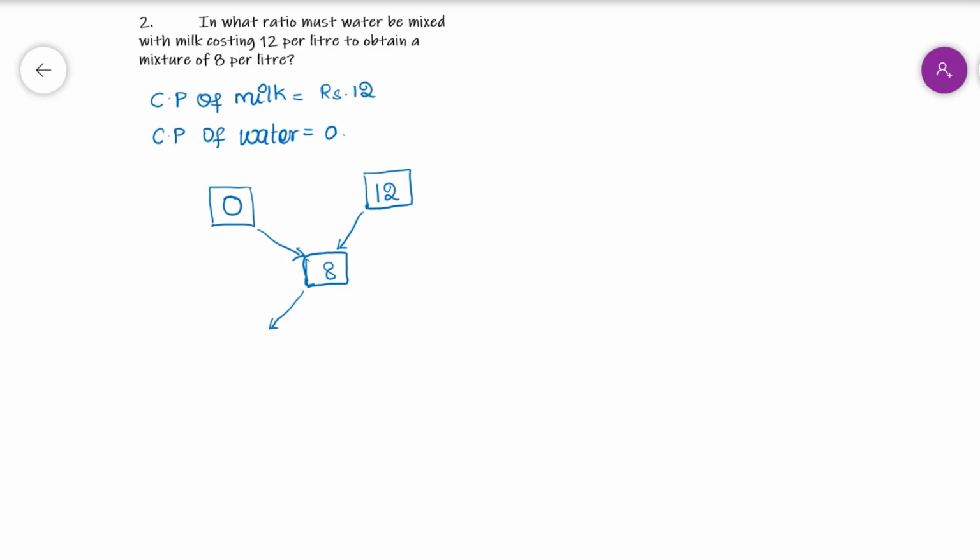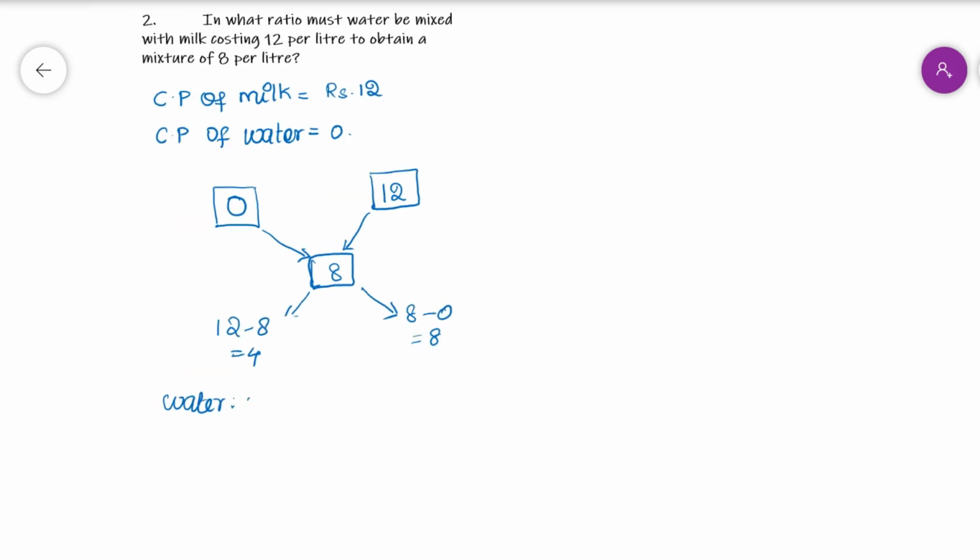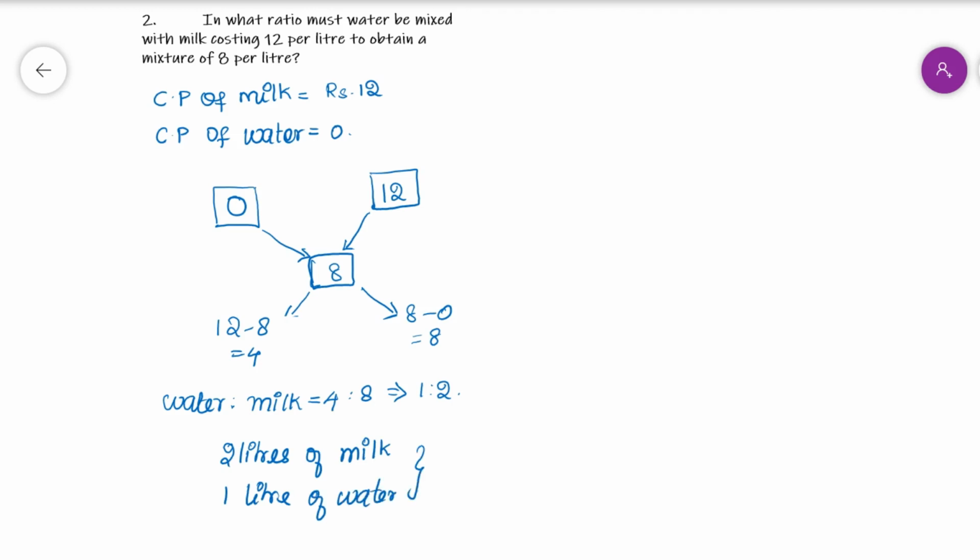So it comes in the center. 12 minus 8 is nothing but 4. And 8 minus 0 is 8. So water is to milk is 4:8. That is 1:2. For 2 liters of milk, he is mixing 1 liter of water and selling this mixture for 8 rupees. So this is the problem. This is what we can interpret from this problem.